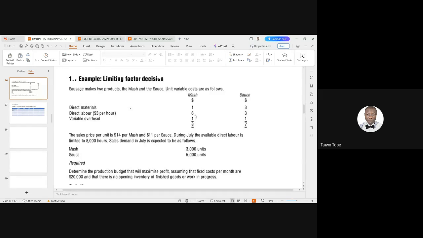How many hours do you use to produce 1 unit of mash? It will be 6 divided by what? $3 per hour. And you have the result of what? In your own book, you can write it as workings, so that when you start looking at it on your own, you know it is not manufactured from somewhere. So 6 divided by 3 will give you the number of hours required. For sauce, same approach. This is $3. Divide by $3, you have 1. So 1 hour is required to produce 1 unit of sauce. Hope that is clear.